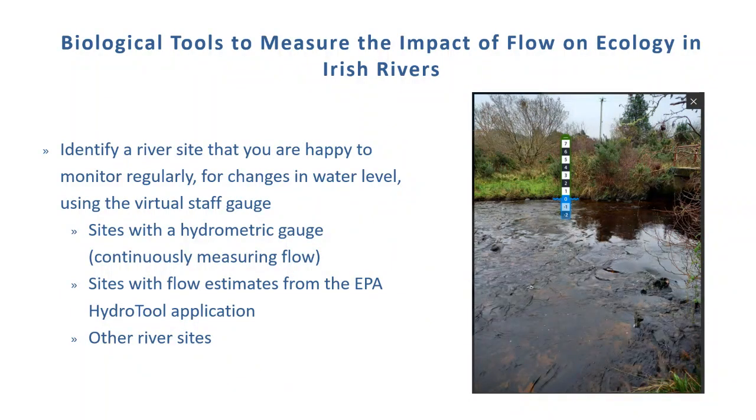Now, possibly your site will have neither a hydrometric gauge or a flow estimate with the HydroTool application, but that's okay. You might have a local site that you're interested in, that you've been working on yourself. You might want to track changes in water level at a particular site. We will take any data, even a site that doesn't have a hydrometric gauge or flow estimates. If we can get regular measurements of water level at that site over time, that would be useful for us as well. So whatever site you can monitor, we would very happily receive your data.